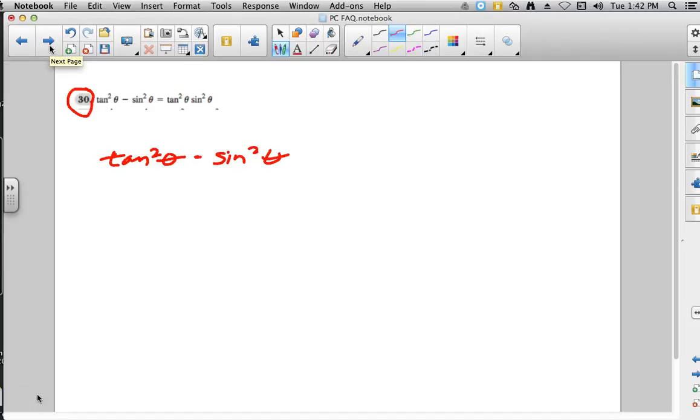And think about where to go. I mean, pretty obviously, I still need tangent squared theta and sine squared theta in this. So I try to figure out how I'm going to make that work. Well, what I'm going to do is change this into sine and cosine to see what happens. So sine squared theta over cosine squared theta minus sine squared theta over 1. And now I'm going to put those two fractions together by getting a common denominator, which in this case is cosine squared theta.